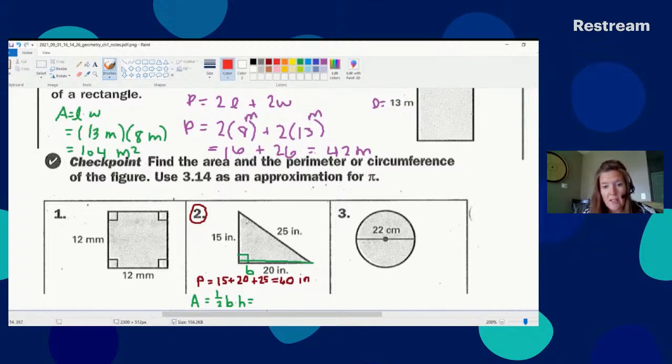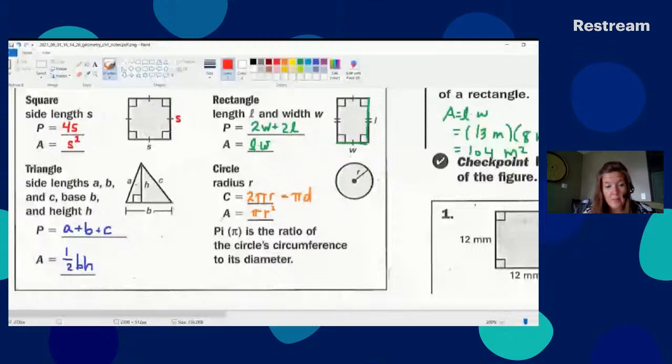So the height is actually 15 inches in this case, because it's at 90 degrees to the base. In some triangles that are right triangles, the side lengths are the height, and in other triangles, like the example back here, let me just scroll over here, in this example, this isn't a right triangle. So the height is the altitude that's at 90 degrees to the base. So that's how you kind of know the two.